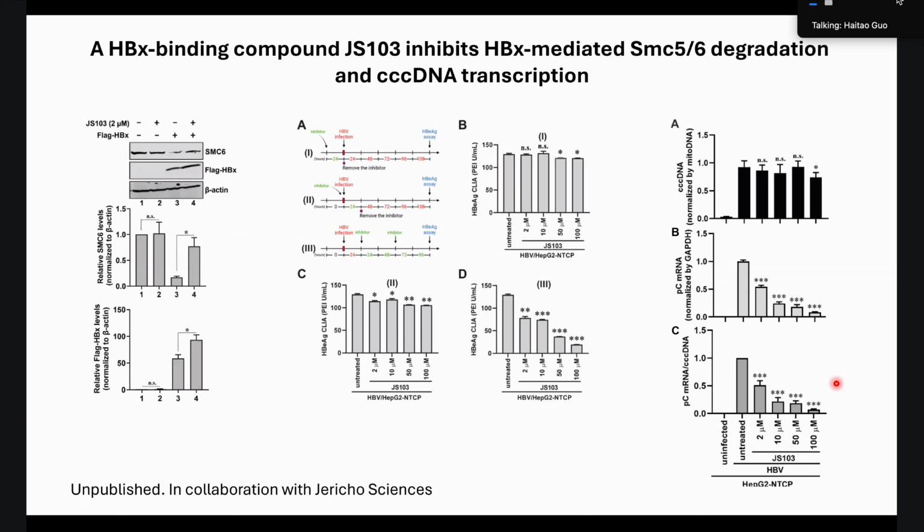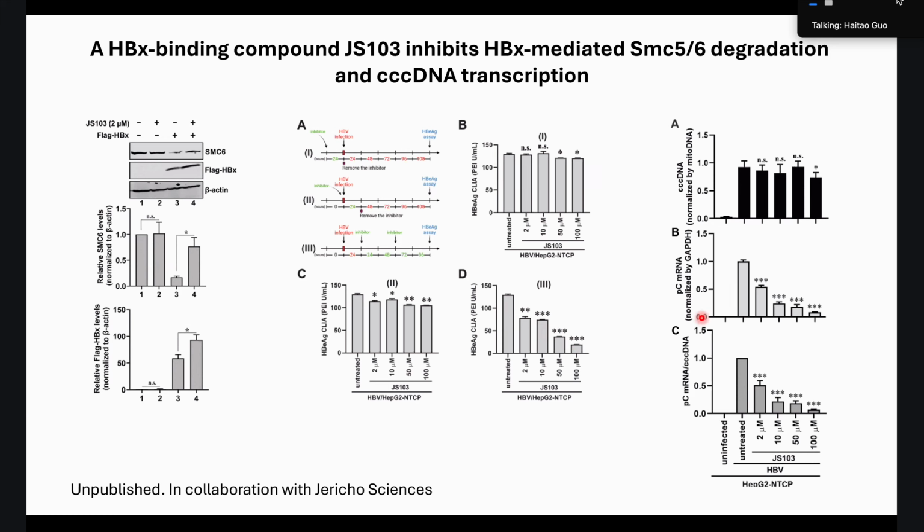And recently, we collaborated with Jericho Sciences, a North Carolina-based company. They have an HBx binding compound called GS103. You can also see that the compound blocks the X-mediated degradation of the SMC6 protein here. And also from the time-of-addition study, you can see the compound only blocks E antigen production after the HBV entry step. That means it targets a post-entry step, maybe the cccDNA transcription.